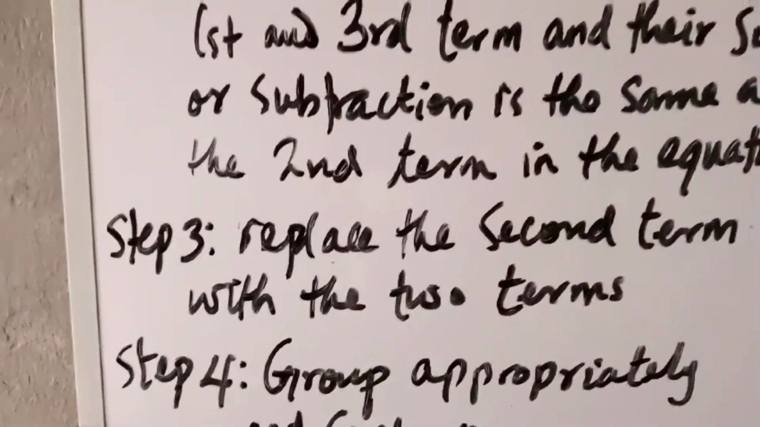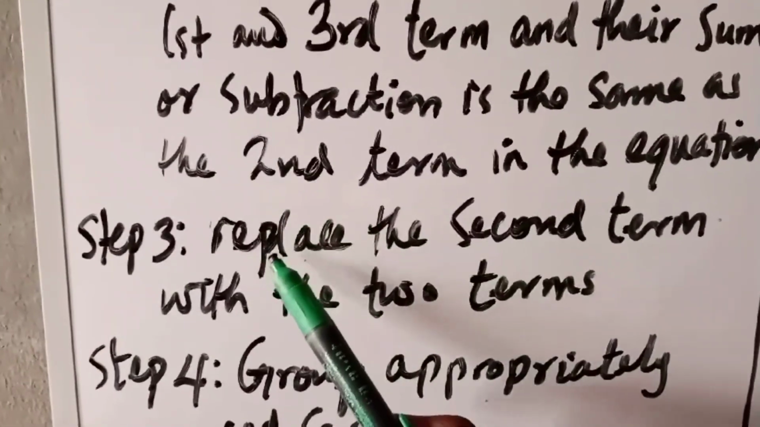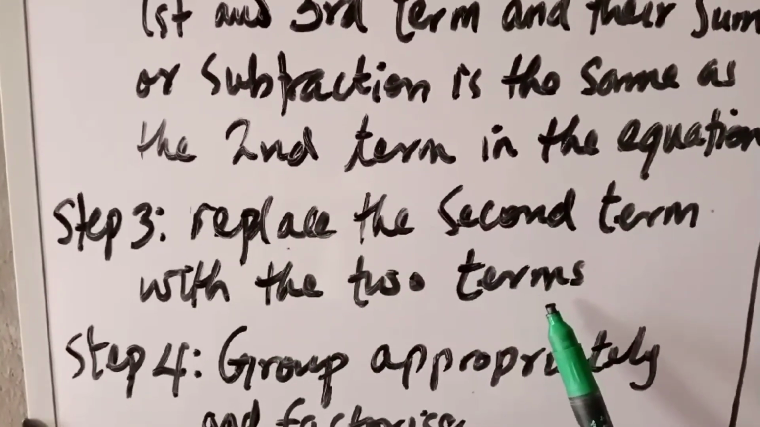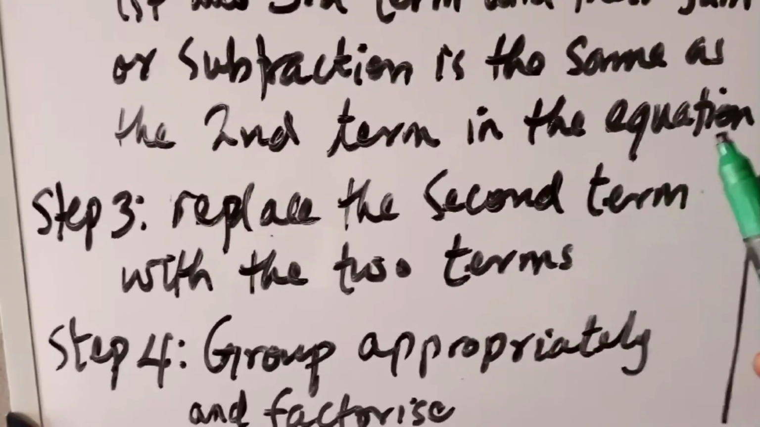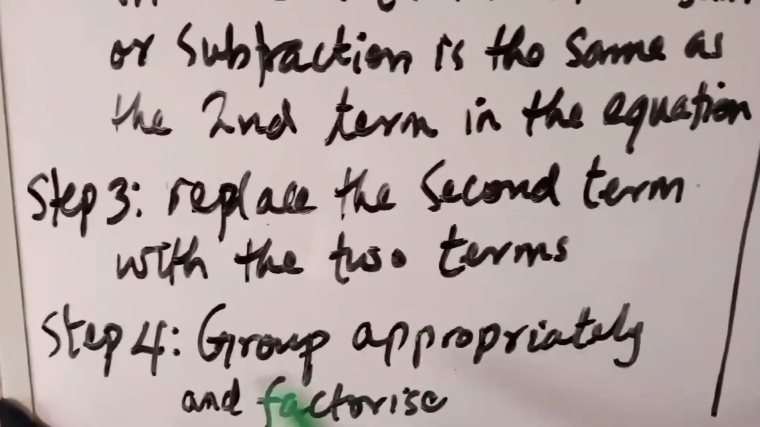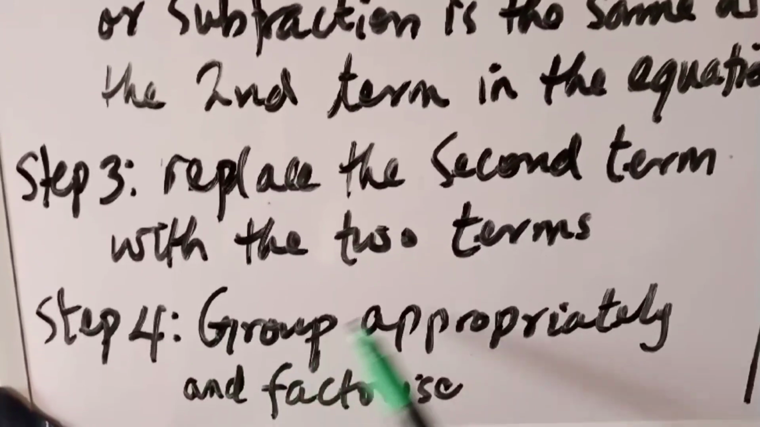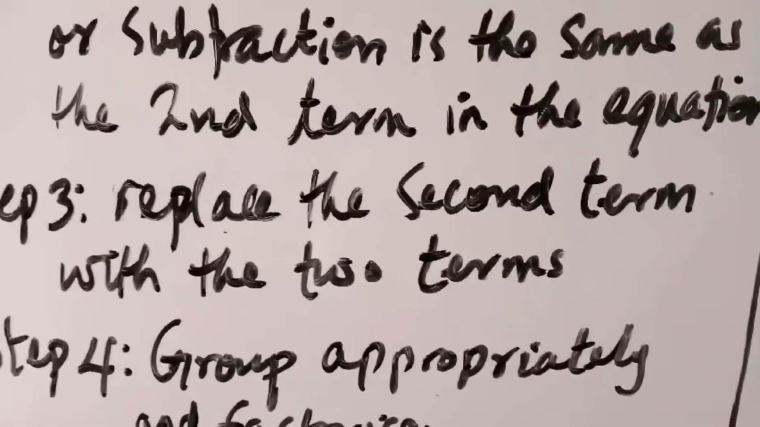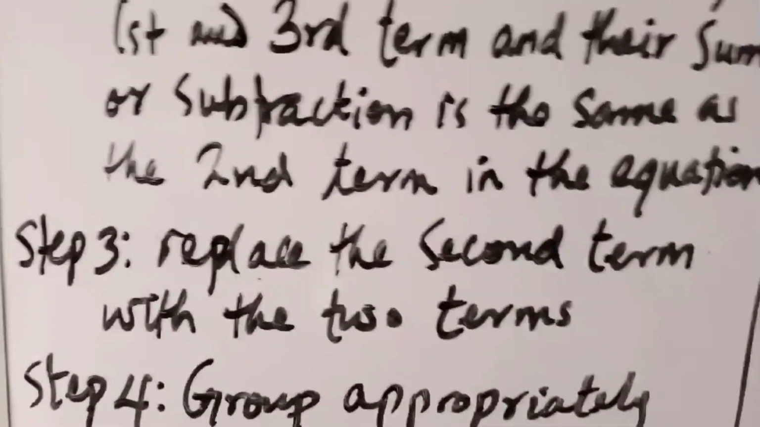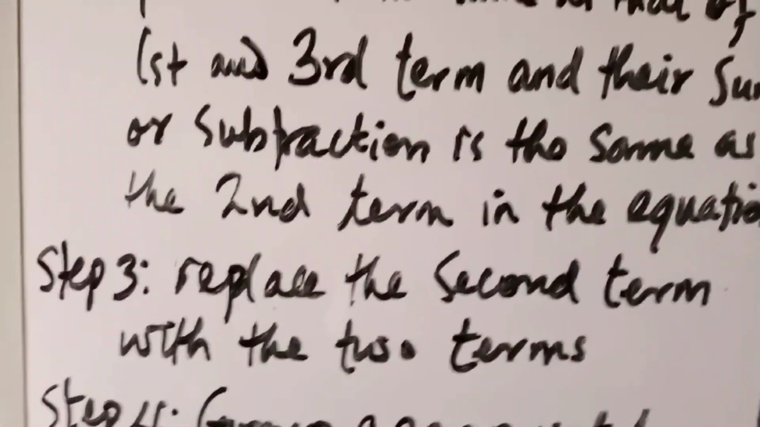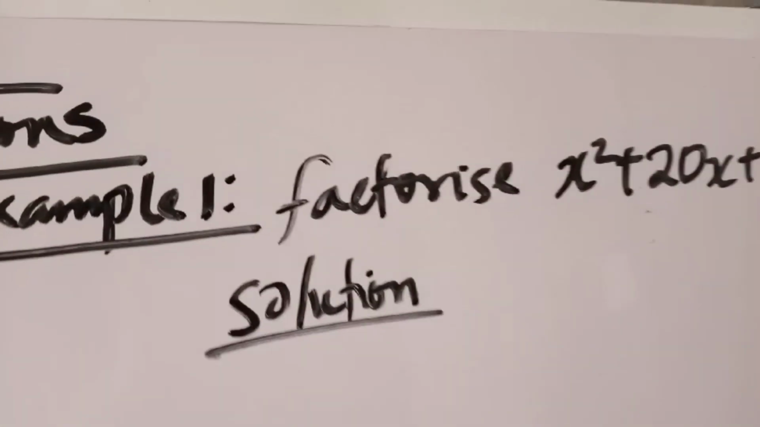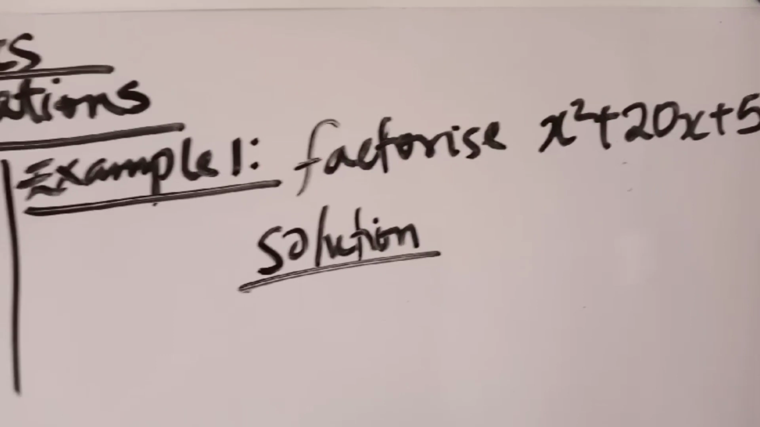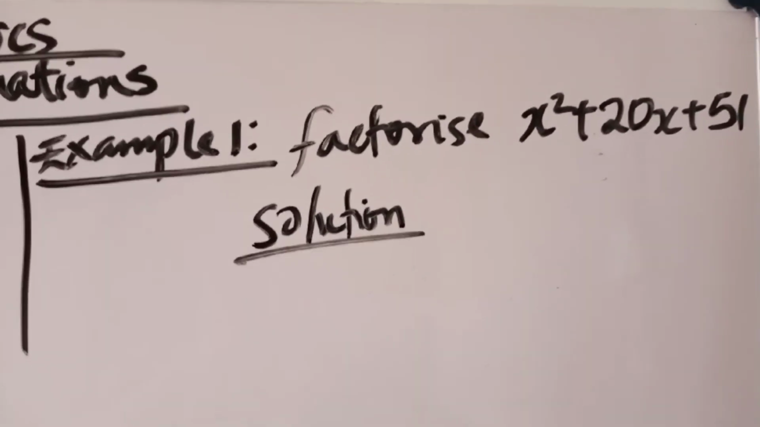What we are going to do next, which is step 3, is to replace the second term with the two terms, meaning we will not be using the second term again. Then the third thing is to group appropriately and factorize. We are going to take an example now: factorize x squared plus 20x plus 51.